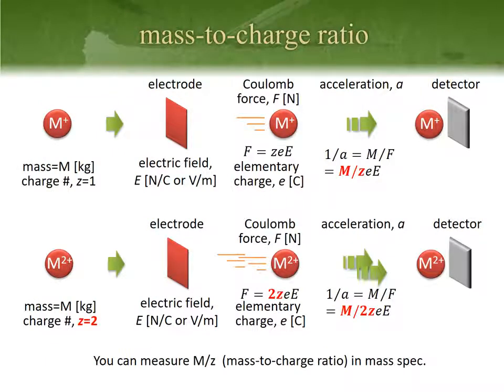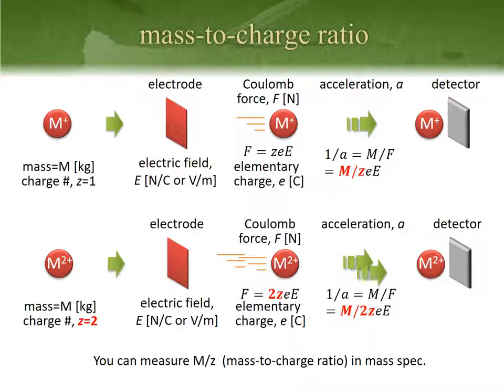Let's discuss the cases where the charge number of analyte ion changed. On the former slide, the charge number of analyte ion was 1. Let's have a look at the same case again. In the case where a mass of the analyte ion is m kilograms, and charge number is 1, the Coulomb force can be described as F equals zeE. And the inverse acceleration is equal to m over zeE.